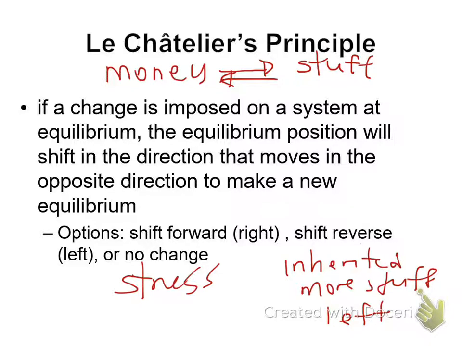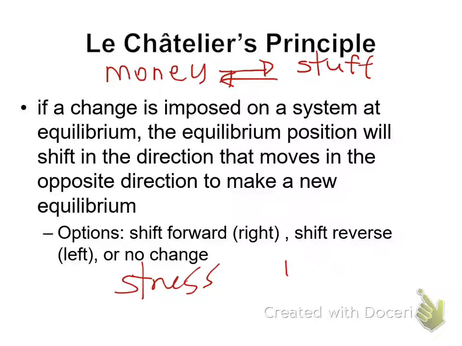Questions? Let's try this again. Your turn. Let me erase this. Here's your stress. You won the lottery. It's a stress because it messes up your equilibrium. You no longer have a balance point. I'd like you to talk with your partner about what is the stress and which direction it will shift to balance out this new stress. Go.